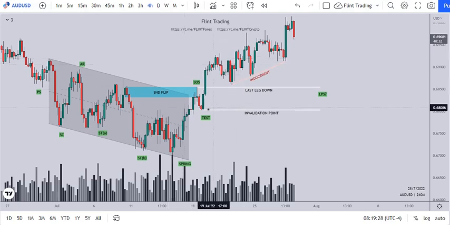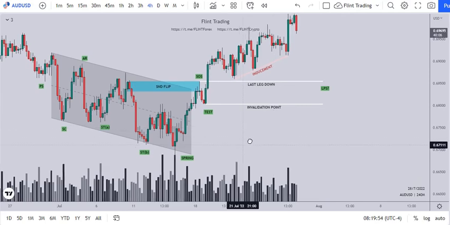While explaining this, it's an invalidation point. If price breaks this, then this whole scenario would get invalidated. I won't look for buys unless the market shows me something else. I would avoid this if price invalidates this and doesn't show any fractal accumulation on the lower time frame.